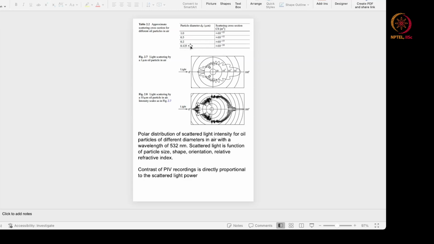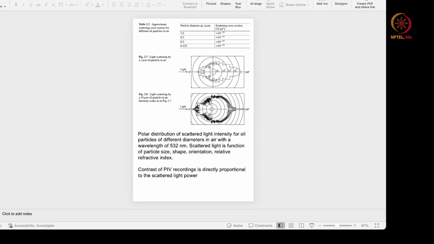So the smaller the particle diameter, though it might closely follow the flow, you get a 2 orders decrease in the scattering cross section. So this is, for example, a 1 micron oil particle in air, and this is a 10 micron oil particle in air. And these are in the logarithmic scale, as you can see.